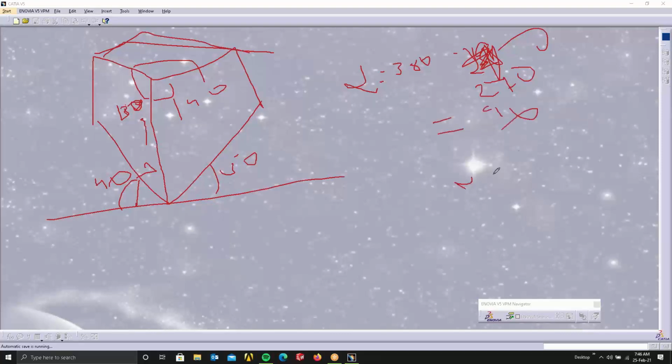So all the angles are different. Alpha is not equal to beta, beta is not equal to gamma. So all three angles are not equal. This is the trimetric view. One more thing, they might ask which view you prefer while doing this.